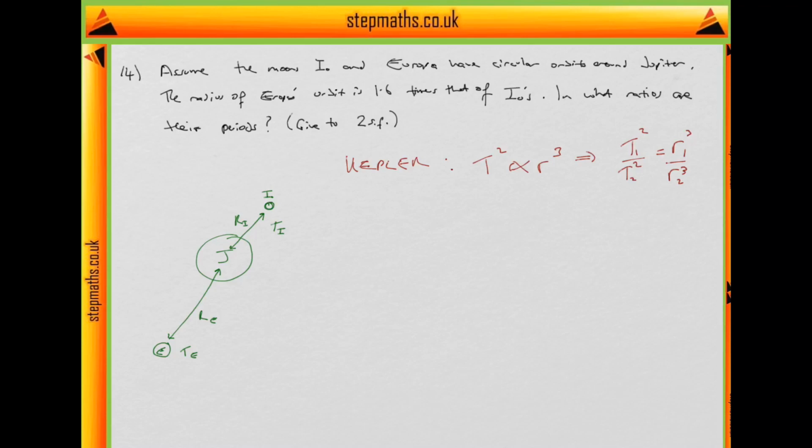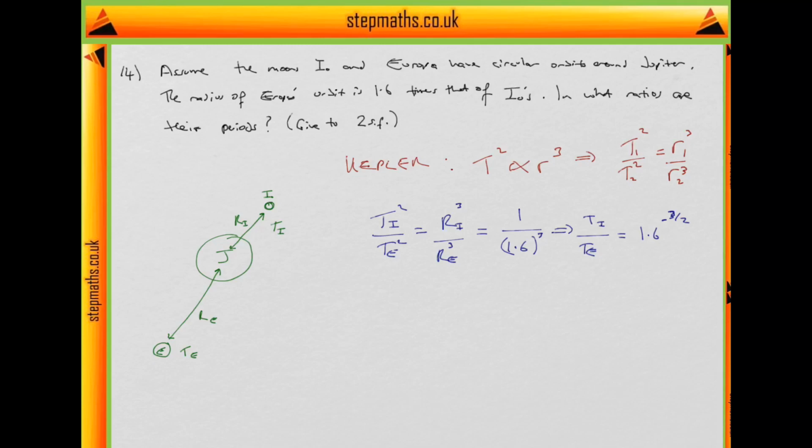Okay, so in this case, we have that T sub I squared over T sub E squared is in fact equal to R sub I cubed over R sub E cubed. Well, we know that R sub E is 1.6 times R sub I. So this is equal to 1 over 1.6 cubed, which implies that T sub I over T sub E is equal to 1.6 to the minus 3 over 2.